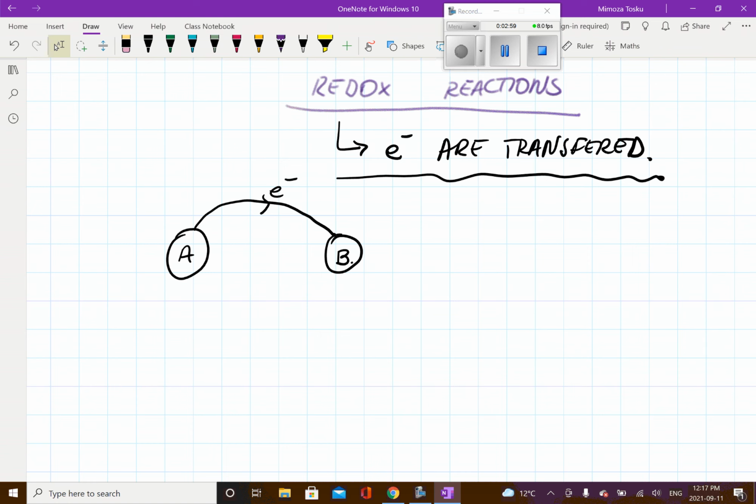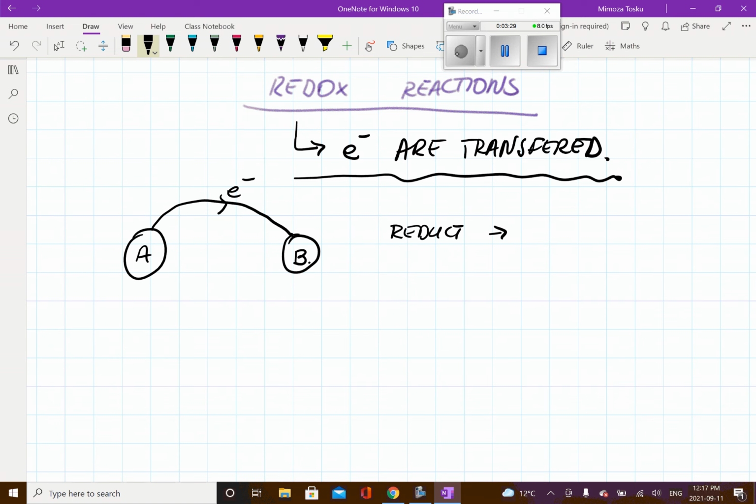So when we see that it is spontaneous, then on the table on page 7 of your data booklet, it is the one that is above the other. Okay, so now, remember what we said: reduction is happening as the electrons are gained, and oxidation is happening as the electrons are lost.